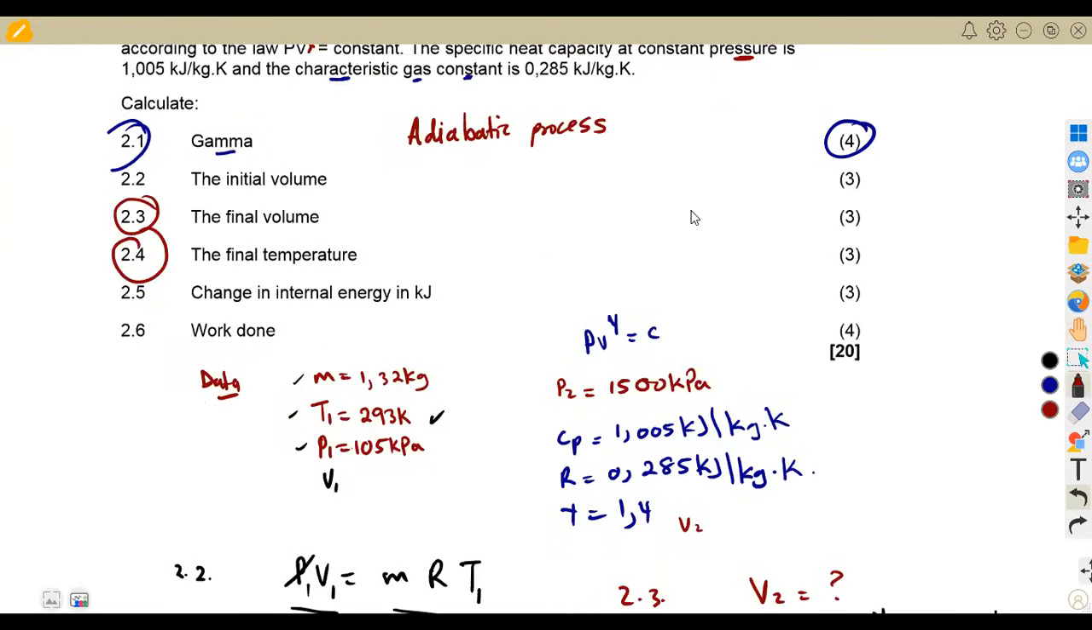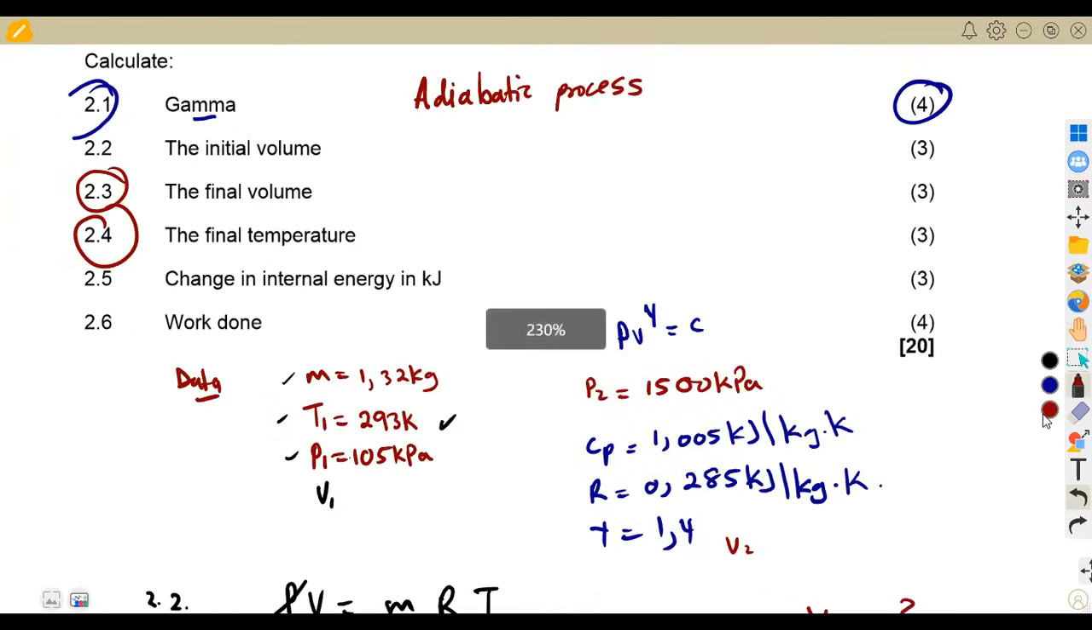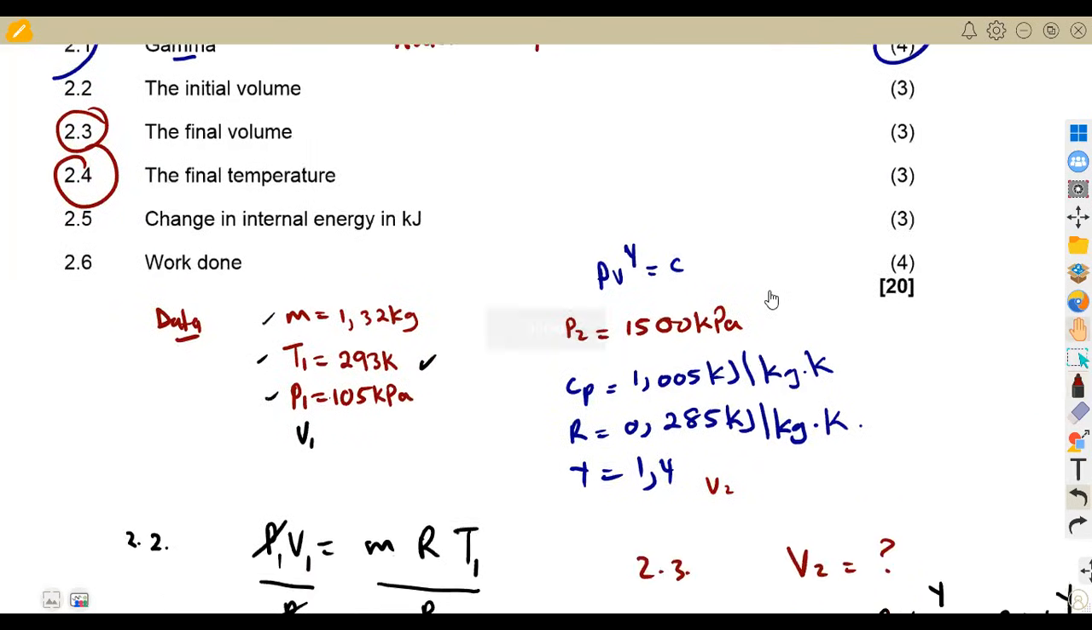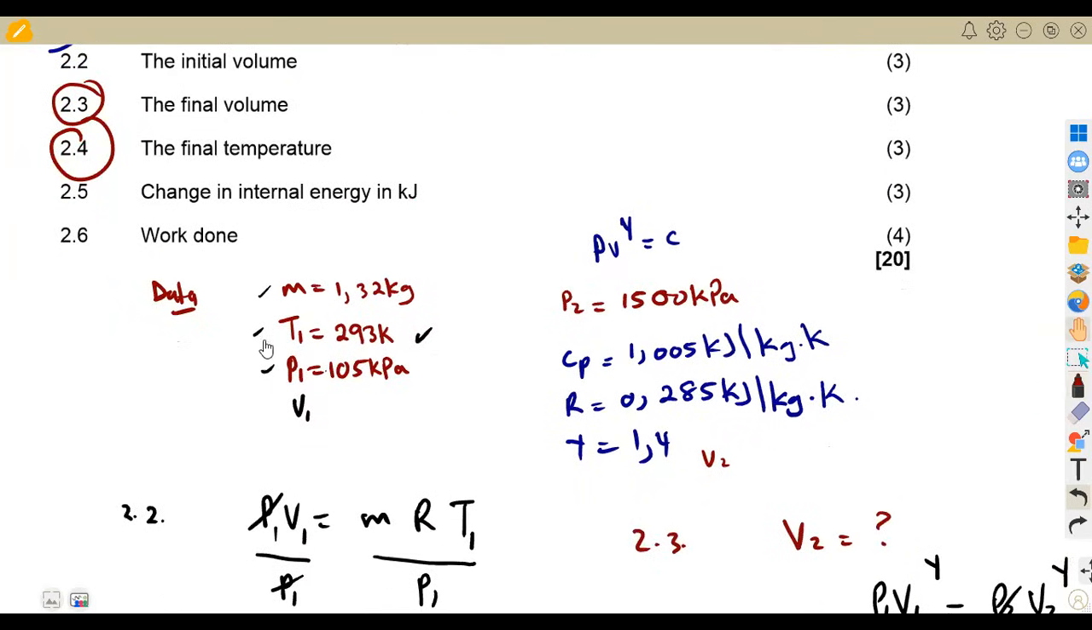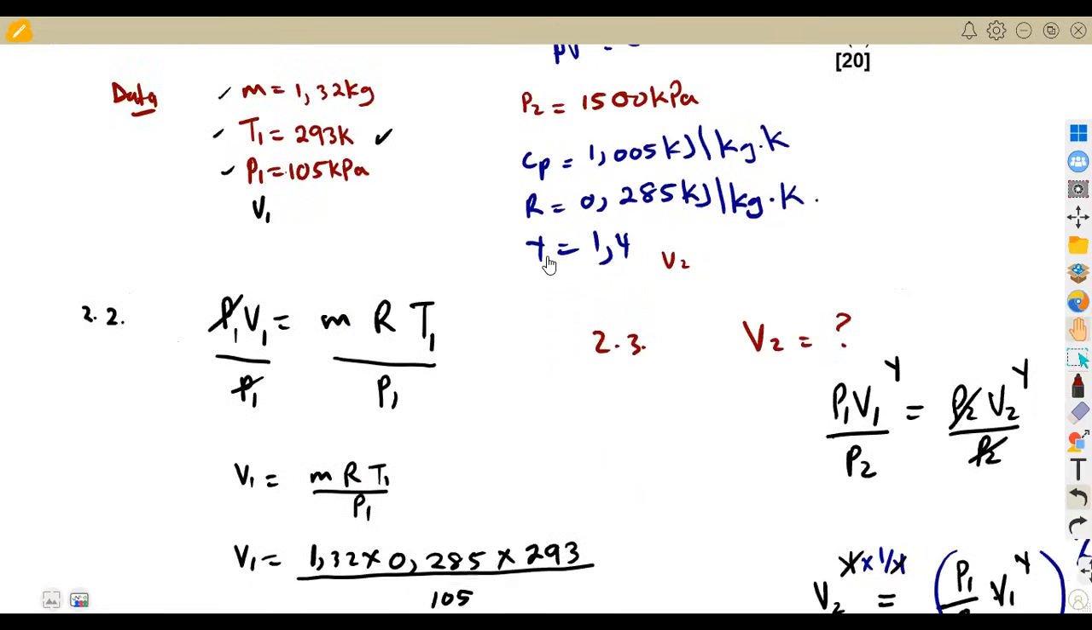Then we move on to the final temperature. Again, we've got V2, we've got V1. There are a lot of formulas that we can actually use. We can calculate the final temperature from T1, since we've got T1 and P1 and P2. There are so many formulas that you can use. You can go back to that formula that I indicated before.